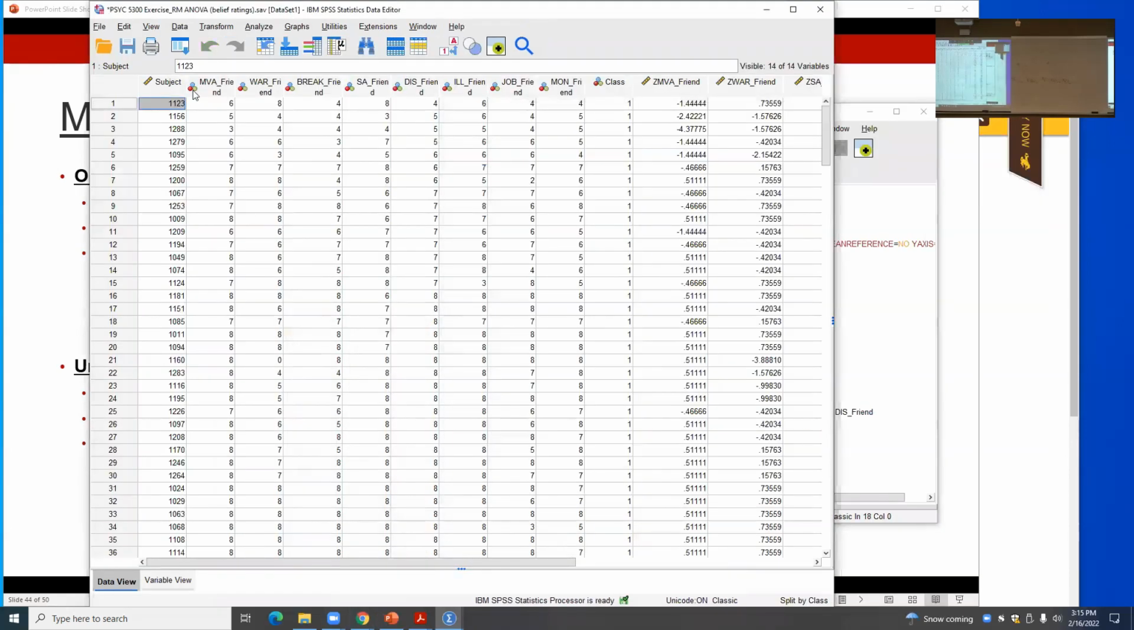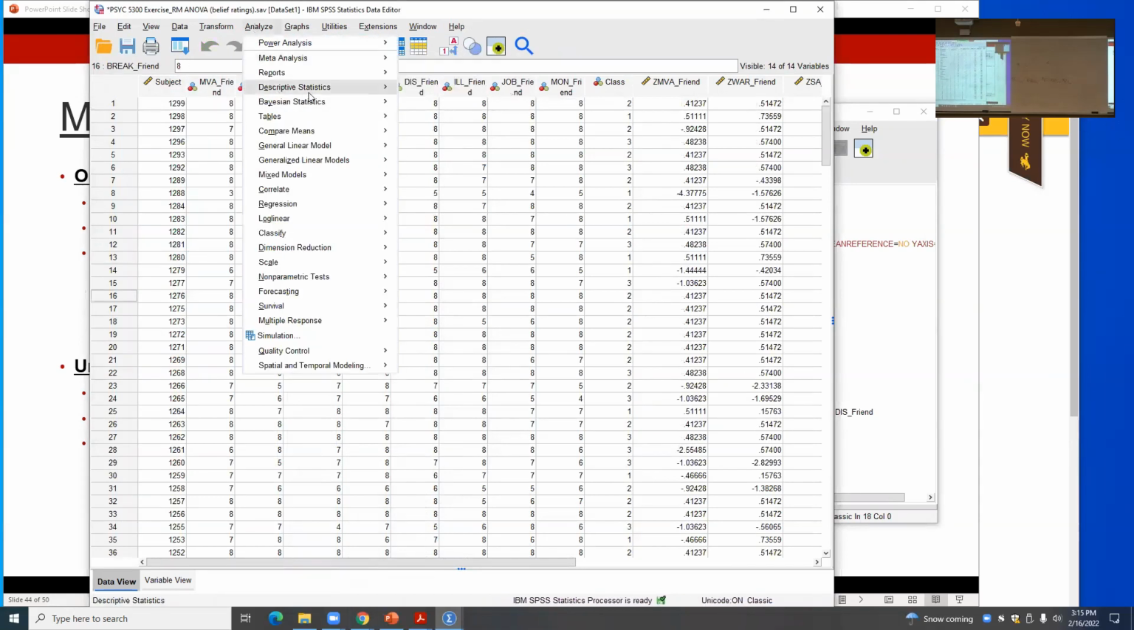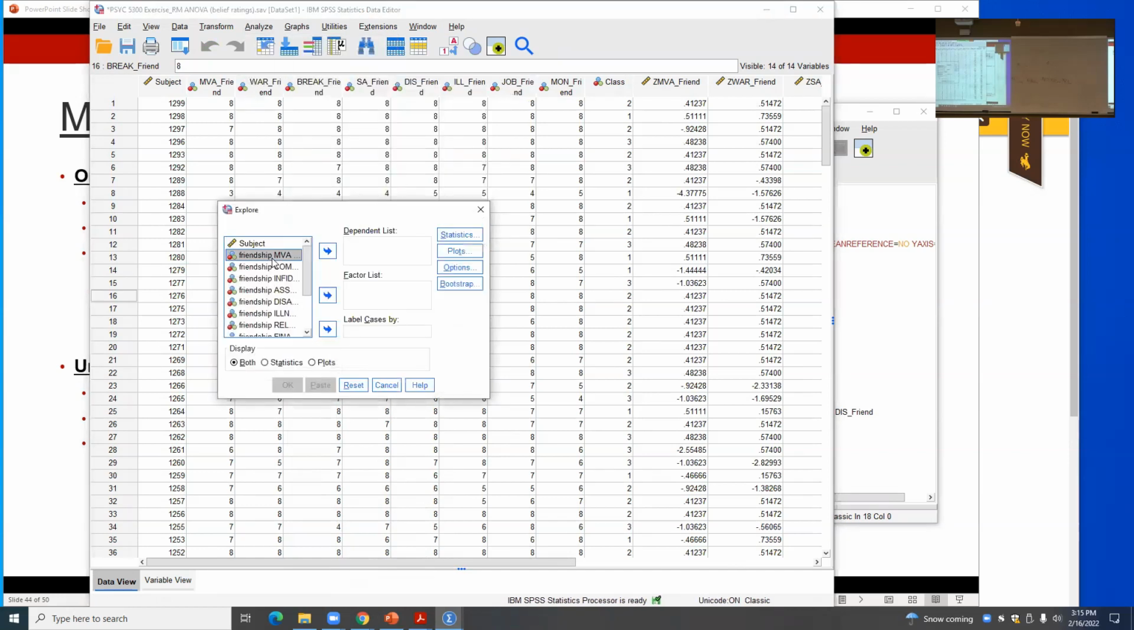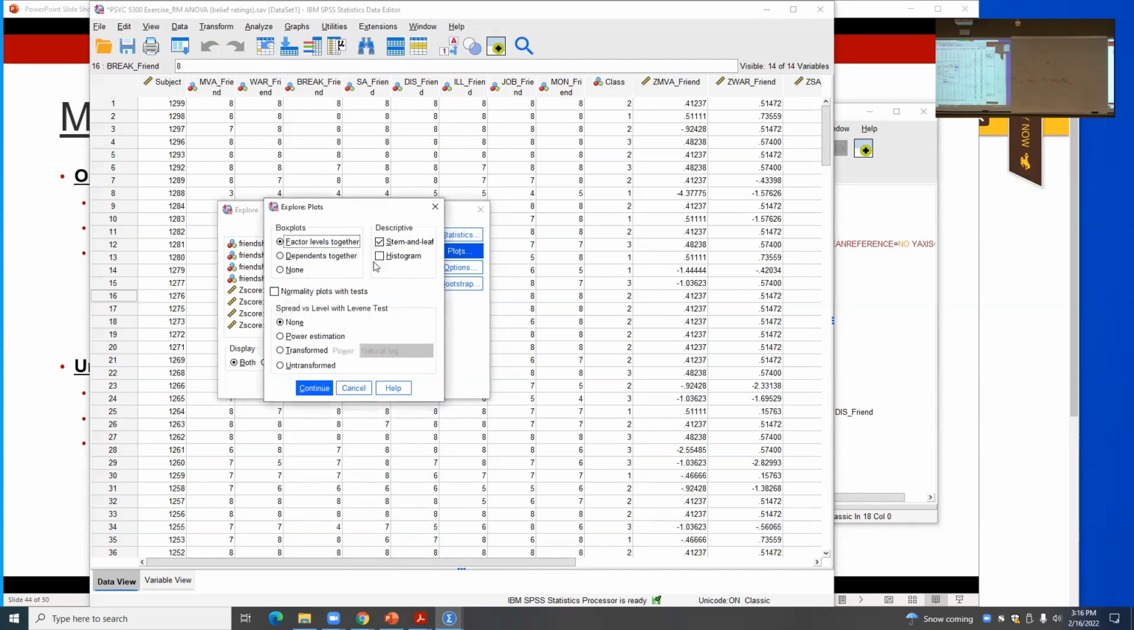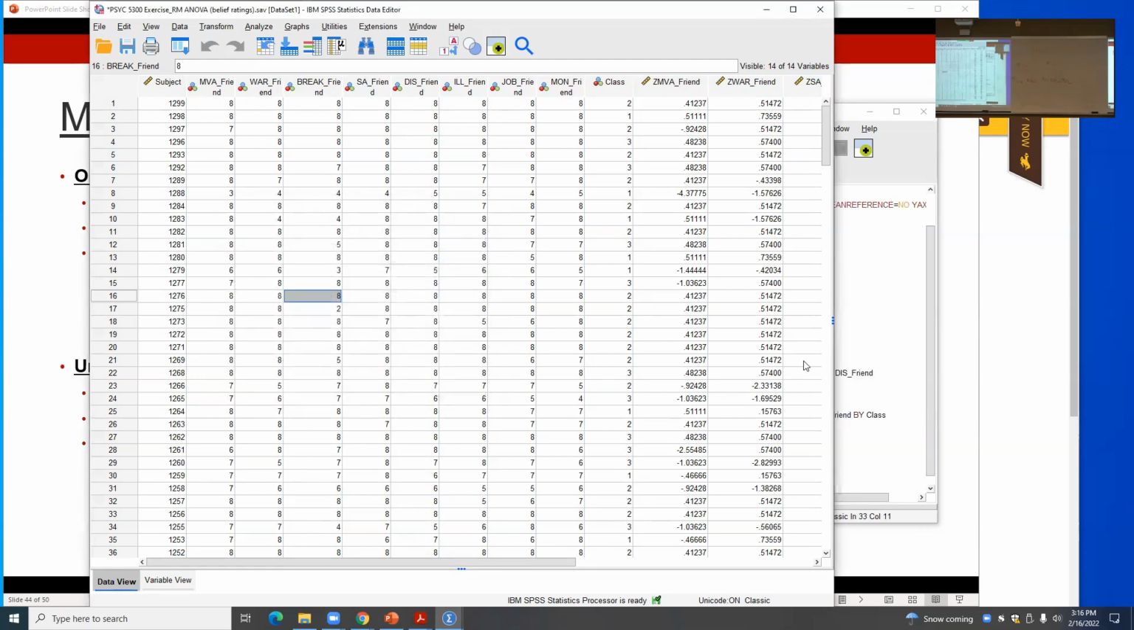I'm going to sort by my subject number, and I'm going to go back to descriptives and go to explore. And for my dependent list, I'm going to have accidents, combat, assault, disaster. I'm going to have class as my between factor, and I'm going to put subject down in my label cases by. I'm going to go to plots. I want my histogram, continue. Then you go through and paste that.